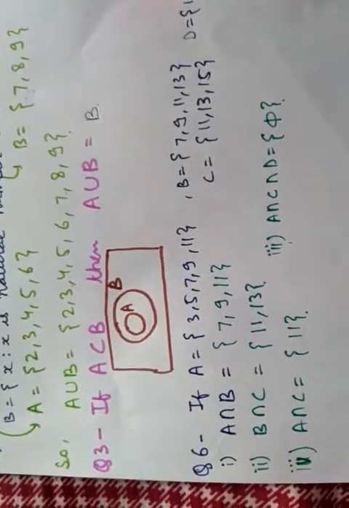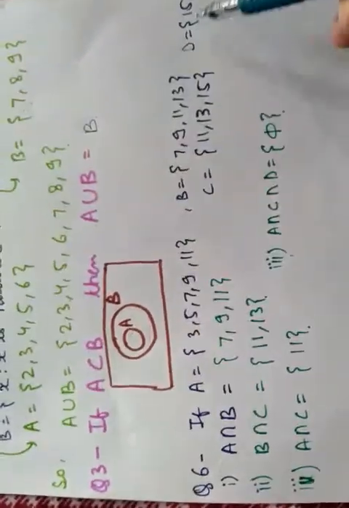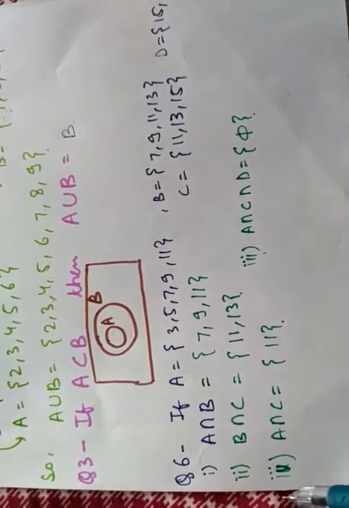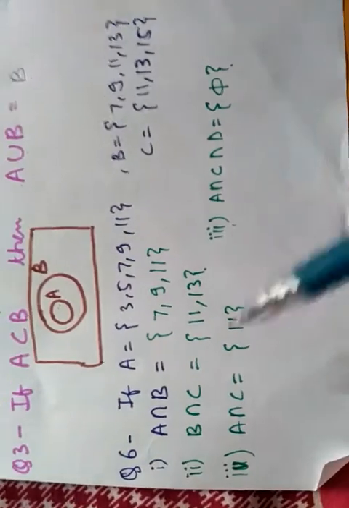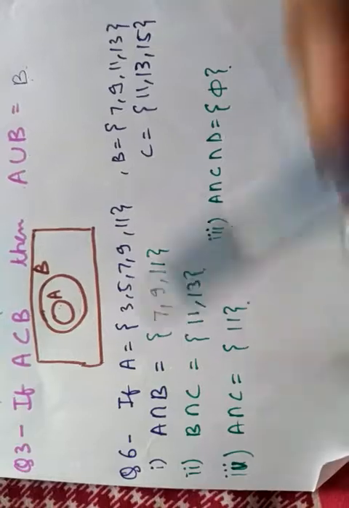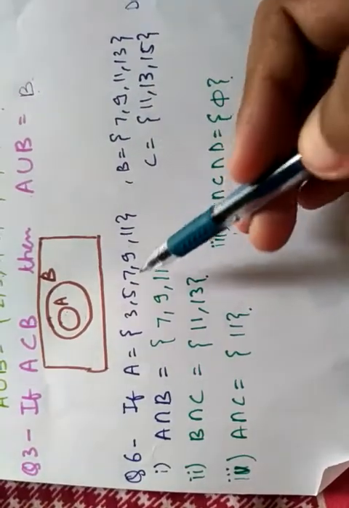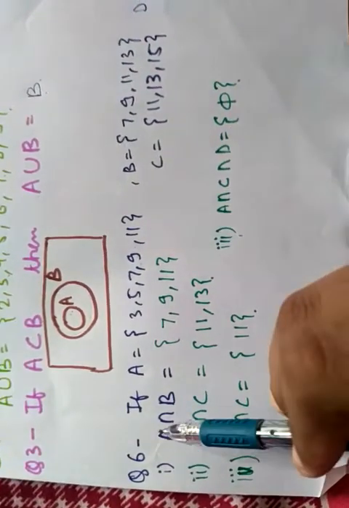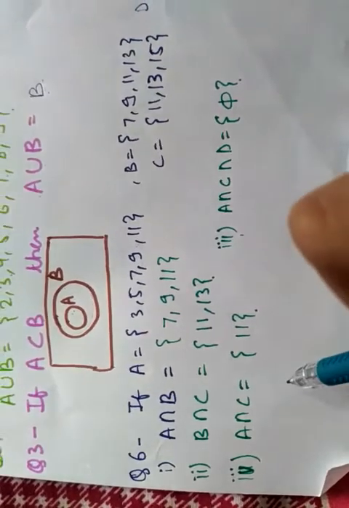Clearly, when we do the union of these two sets, the union will come out to be the set B. Question number 6. Sets A, B, C and D are given with their values, and you have to find the intersection of different parts. Whenever we write the intersection, say A intersection B, then we write the common terms. What are the common elements between the sets A and B? You can see 7, 9 and 11 are present in both the sets. So A intersection B will be equal to 7, 9 and 11.